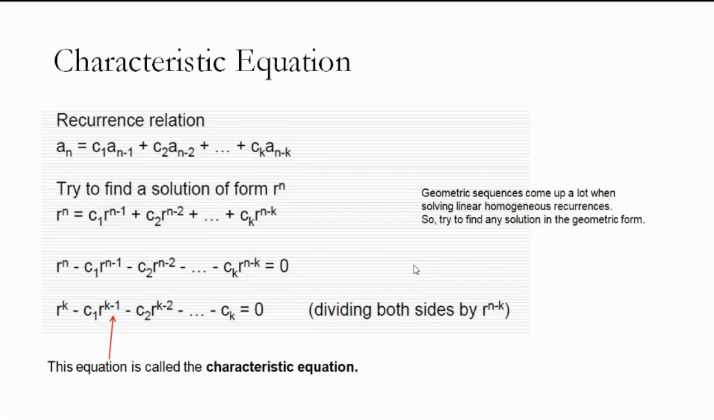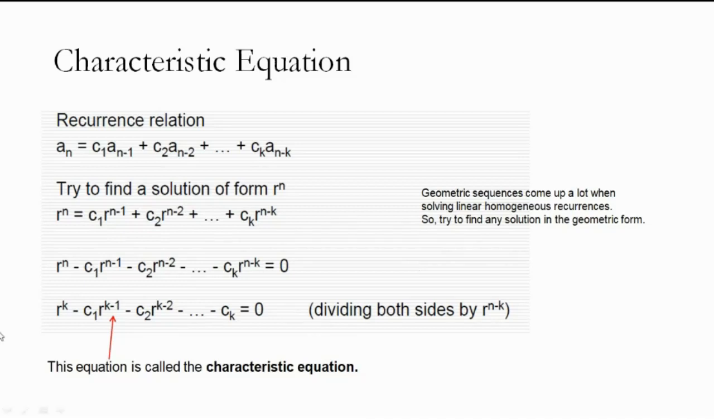So An is considered as R power n, which is equal to C1 R power n minus 1 plus C2 R power n minus 2 plus C3 R power n minus 3 and so on, Ck R power n minus k. Now you are supposed to form it as an algebraic equation. So take the right hand side to the left hand side: R power n minus C1 R power n minus 1 minus C2 R power n minus 2 and so on minus Ck R power n minus k is equal to 0.